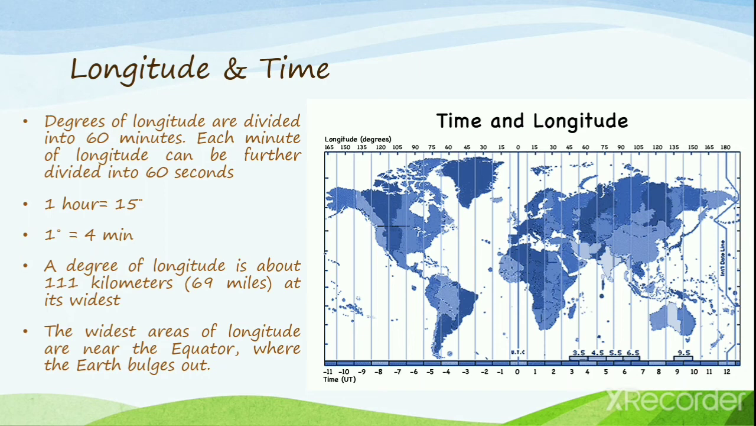A degree of longitude is about 111 kilometers at its widest. The widest areas of longitude are near the equator, where the earth is bulging out. Thus, it means that for each 1 degree of longitude towards the east, 4 minutes are to be added, and for each 1 degree of longitude towards the west, 4 minutes are to be subtracted.